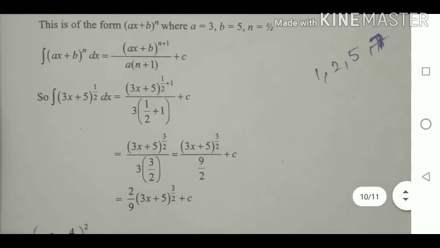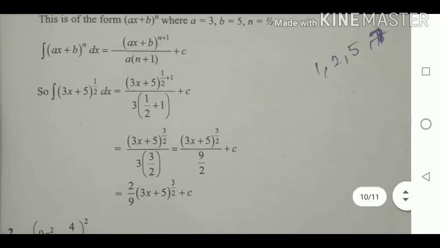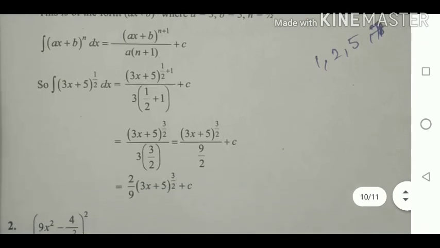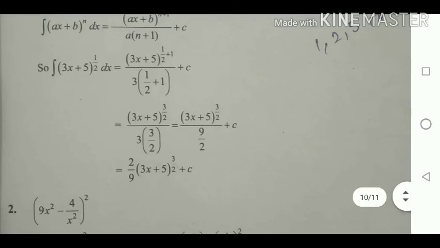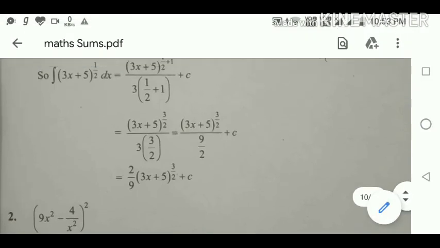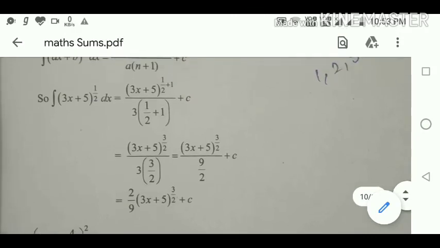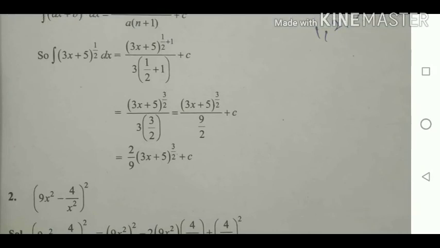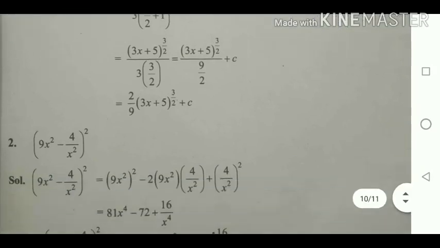So we are applying the formula: integral of (ax plus b) whole power n dx equal to (ax plus b) whole power n plus 1 divided by a into (n plus 1) plus c. So the power is 1 by 2, 1 by 2 plus 1 gets 3 by 2, that is (3x plus 5) whole power 3 by 2 divided by 3 by 2. The coefficient of the variable x is 3, therefore 3 into 3 by 2. So you are getting 2 by 9 (3x plus 5) whole power 3 by 2 plus c.